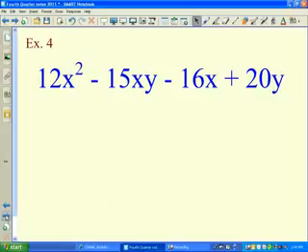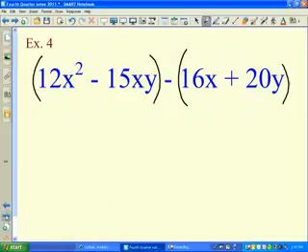Example number 4. 12x squared minus 15xy minus 16x plus 20y. First things first, put parentheses around your 2 sets of monomials. Doing the same exact thing. First parenthesis, what's my greatest common factor? So we got 12 and 15. So the greatest common factor would be 3. I have 2 x's in the first term. I have 1 x in the second term, so that means they have x in common.